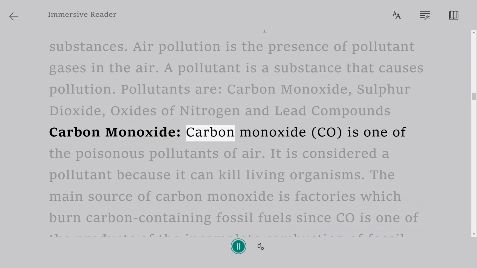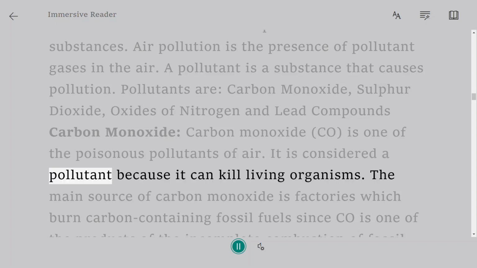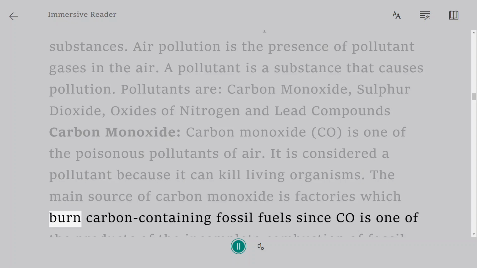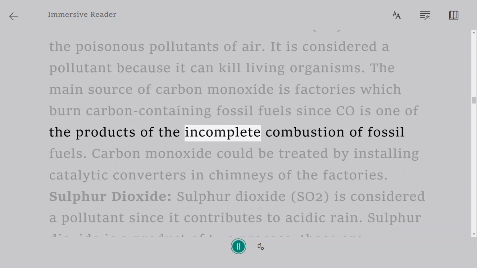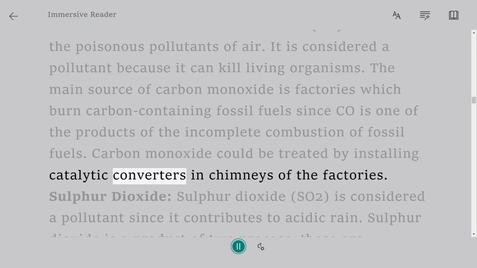Carbon monoxide, CO, is one of the poisonous pollutants of air. It is considered a pollutant because it can kill living organisms. The main source of carbon monoxide is factories which burn carbon-containing fossil fuels, since CO is one of the products of the incomplete combustion of fossil fuels. Carbon monoxide could be treated by installing catalytic converters in chimneys of the factories.